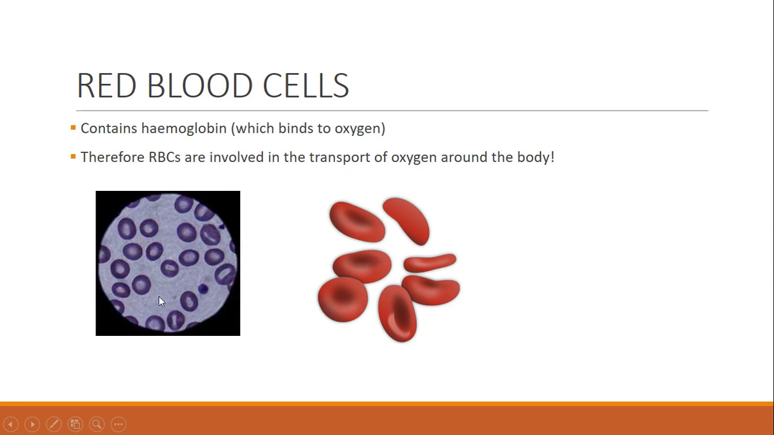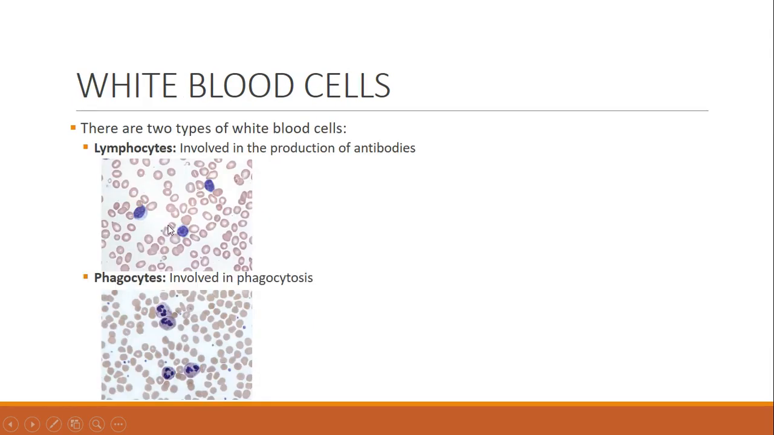Make sure you understand and memorize that. Next up are the white blood cells, and again you need to know how these look under the microscope. We've got two different types. The first type of white blood cells are lymphocytes, and lymphocytes are involved in the production of antibodies. If you don't really get what that means now, you don't have to, because you'll be learning more of that in the later sections when you learn about immunity.